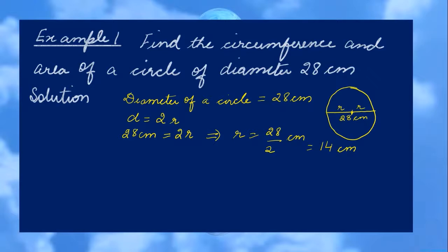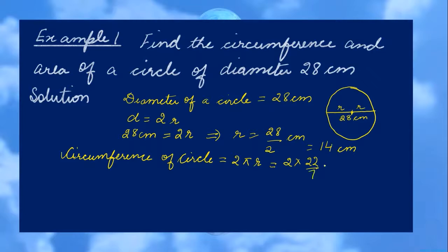Now what they are saying, find the circumference first, then area of circle. So you know the formula, I told you circumference of circle is 2 pi r. So it will be 2 multiplied by pi, you can take 22 by 7, and r is your 14 centimeter. So 7 2 times, so it will be 2 into 22, 44, 44 into 2, it is 88 centimeter.